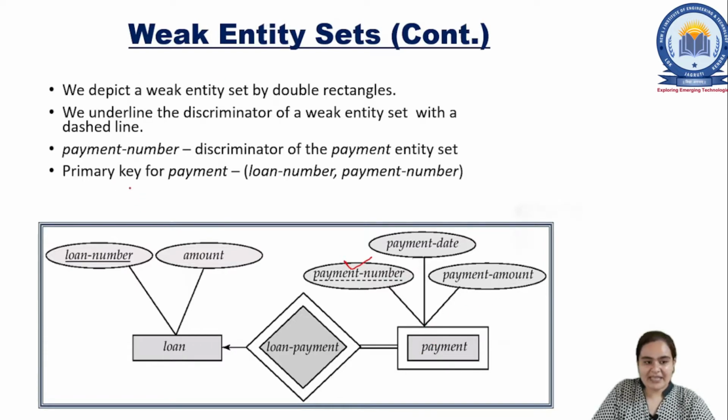Now if we want a primary key for this entity set payment, then we have to take the primary key of this strong entity set. The strong entity set means the one for which I can make out the primary key. So the primary key for payment will be the primary key of the strong entity set as well as the discriminator we have identified in the weak entity set.